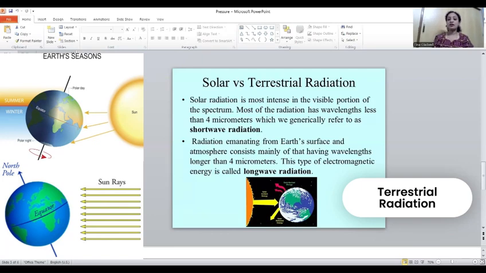Okay, so I hope you understood. And to make it more clear, just highlight the points that are given to you. The difference between short wave and long wave: most of the radiation has a wavelength, which is given to you on the screen, of less than 4 micrometers, which we generally refer to as short wave radiation. Similarly, radiation that is emanating from the Earth's surface and atmosphere consists mainly of wavelengths longer than 4 micrometers, which is termed long wave radiation.